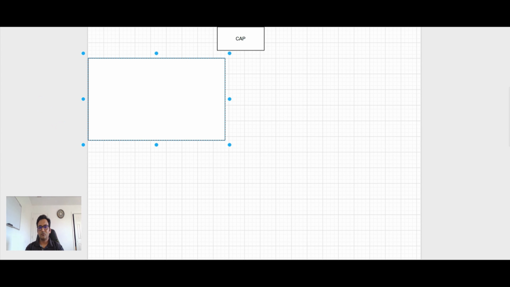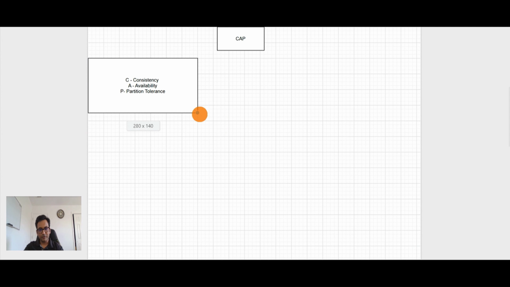So let's understand its name first. CAP. It has three letters: C, A, and P. Each letter stands for a particular word. C is for consistency, A is for availability, and P is for partition tolerance. So now we know the full form of CAP: consistency, availability, and partition tolerance.